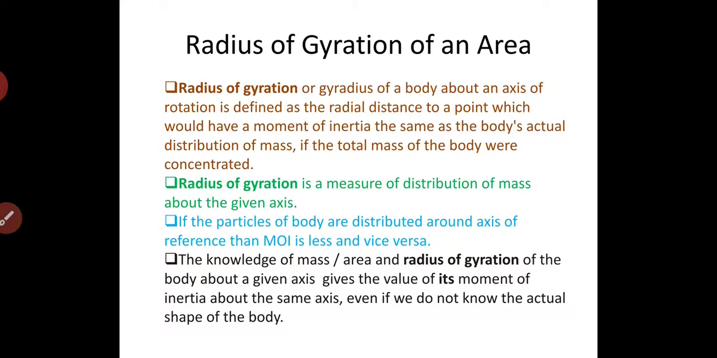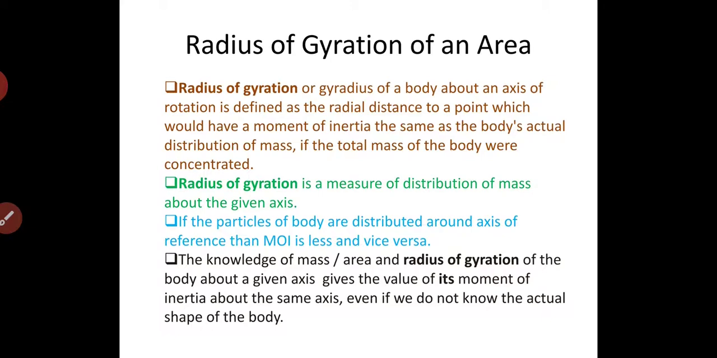about an axis of rotation is defined as the radial distance to a point which would have a moment of inertia the same as the body's actual distribution of mass, if the total mass of the body were concentrated at that point or length. Radius of gyration is a measure of distribution of mass about the given axis. If the particles of the body are distributed around the axis of reference, then moment of inertia is less. And if the particles of the body are distributed away from the axis of reference, then moment of inertia will be very high.